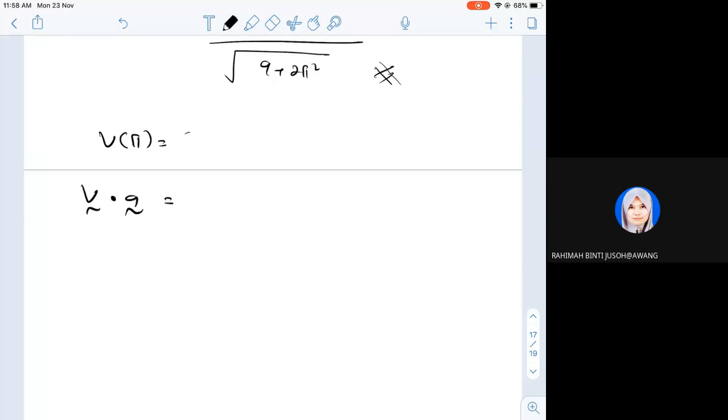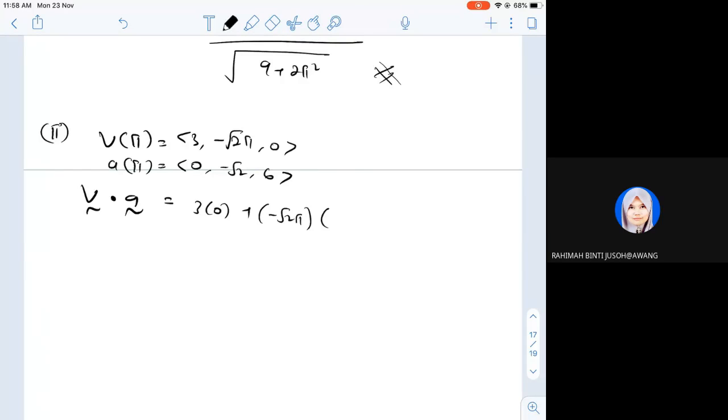So we have 3, negative square root 2 pi, and 0, and then A pi just now is 0, negative square root 2, and 6. So V dot A should be 3 times 0 plus negative square root 2 pi times negative square root 2, plus 0 times 6. So we will get 2 pi.